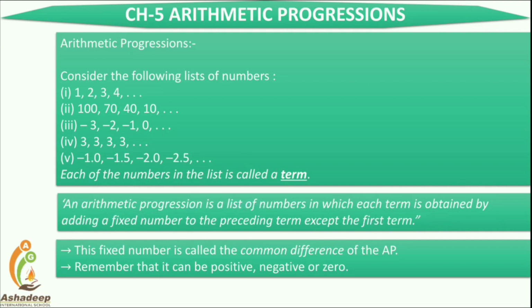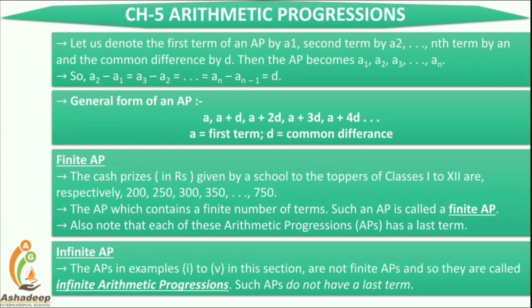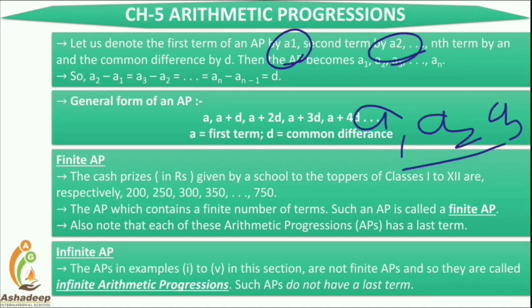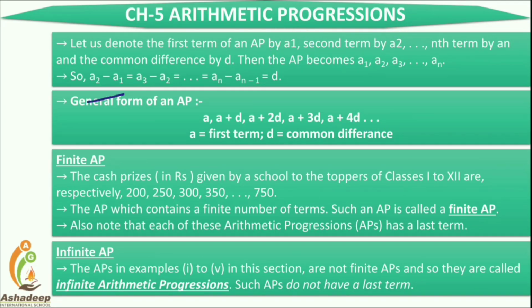Okay. So an arithmetic progression is a list of numbers in which each term is obtained by adding a fixed number to the preceding term, except the first term. The fixed number is called the common difference, and remember that it can be positive, negative or zero. Let us denote the first term of an AP by a1, the second term by a2, a3 and so on. The difference a2 minus a1, a3 minus a2, an minus a(n-1) is called the common difference, and this common difference is equal throughout the series.